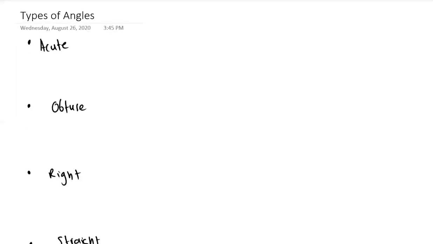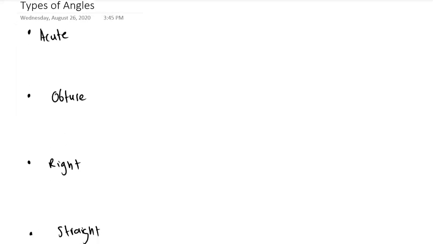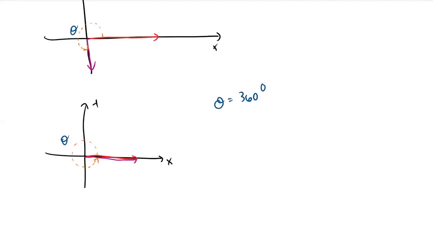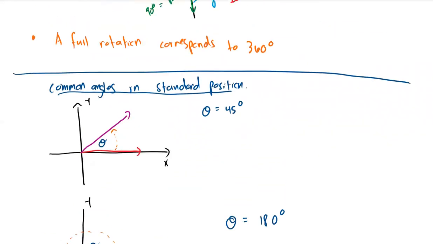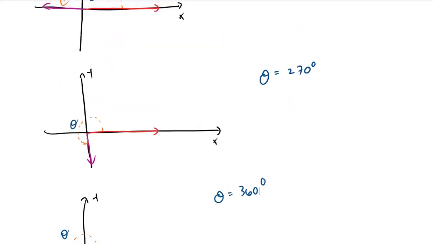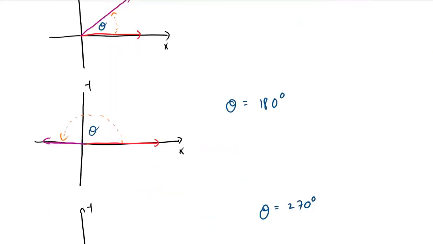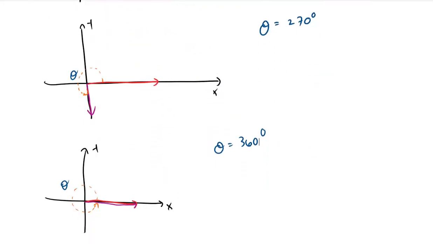Hello. So in this video, we're still on chapter 5, section 1, I believe. Now we're going to be talking about types of angles. In the previous video, I gave you some common angles: theta equals 45, theta equals 180, theta equals 270, theta equals 360, theta equals 90. And I didn't mention it, but of course, there's also theta equals 0.